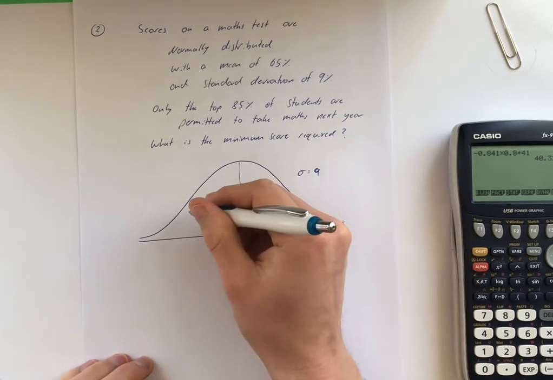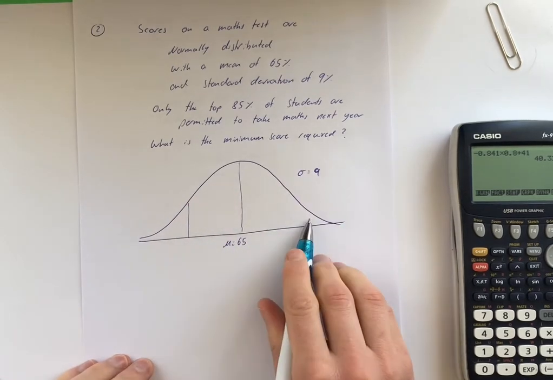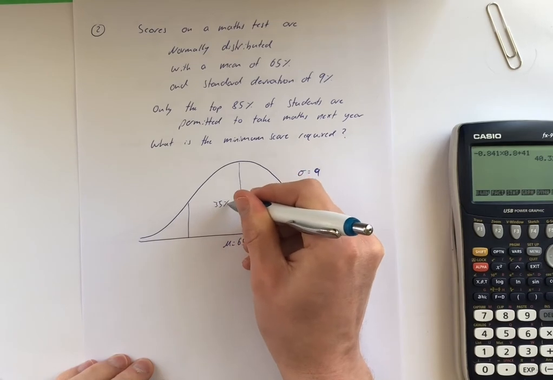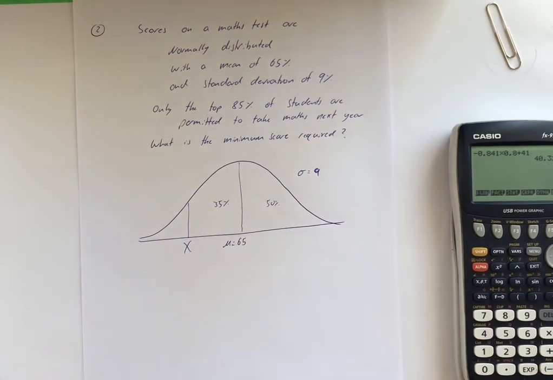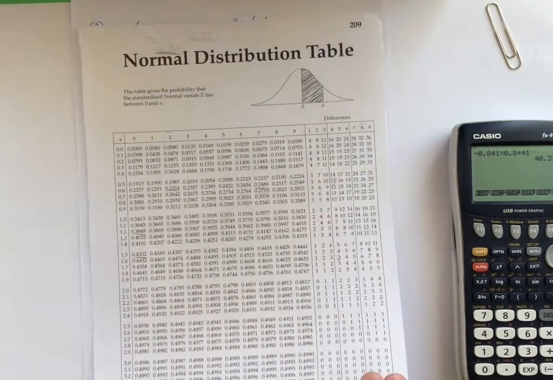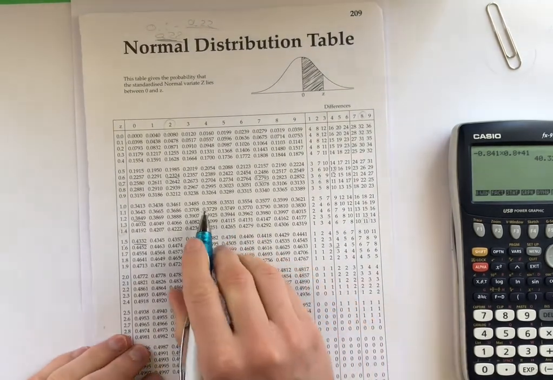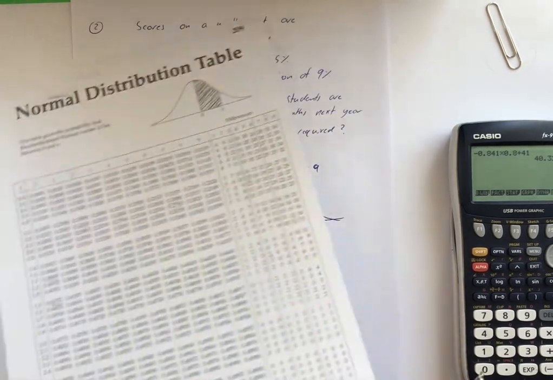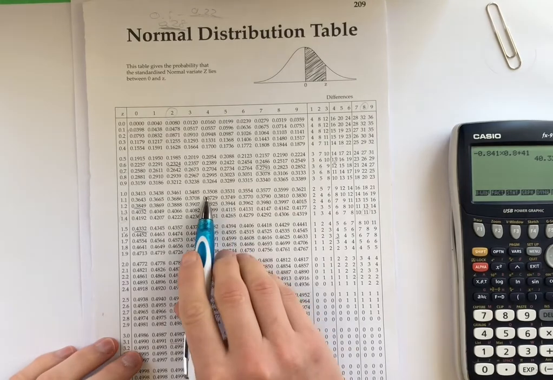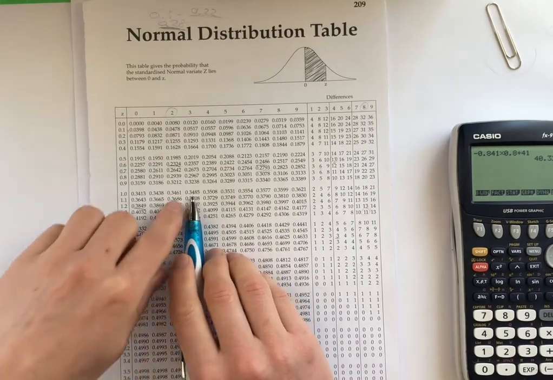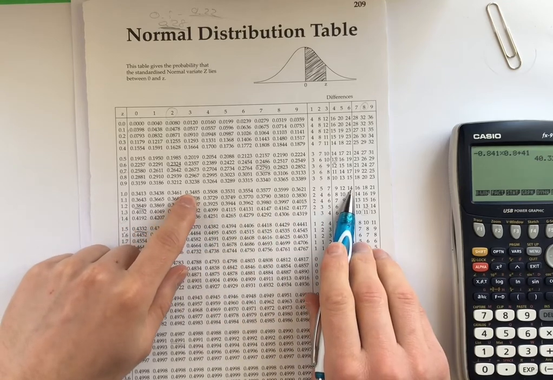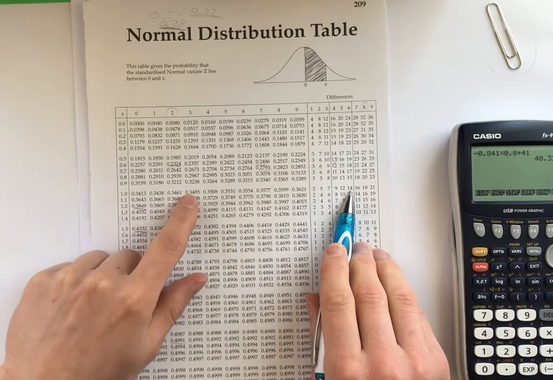So the top 85% would be this 50% and this 35%. And we're going to just try and find that one value. So we're looking for 35% on our normal distribution. Well, we can't go more than 35. So we're going to have to go just under. So 3485. The most I can add is 15, and there's a 14 there.